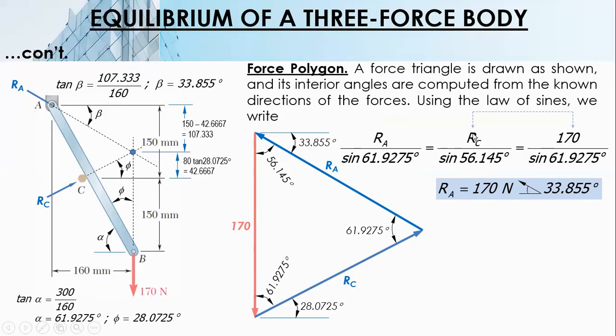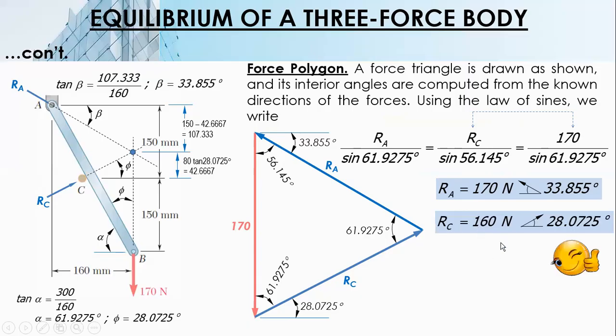And then RC and 170 combined. The result is 160. And this is the angle RC, 28.0725. So, yung nani ang three-force body na analysis. If possible, do not use conditions of equilibrium like summation of moment. Dili. Manipulate angles and distances para sa triangle nimo, para sa interior angle sa triangle.